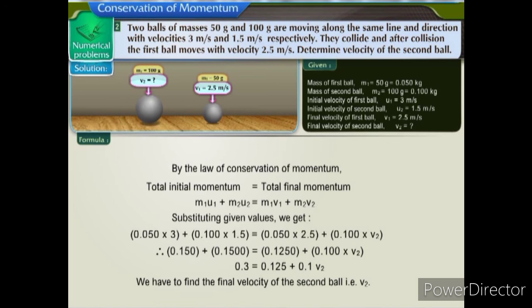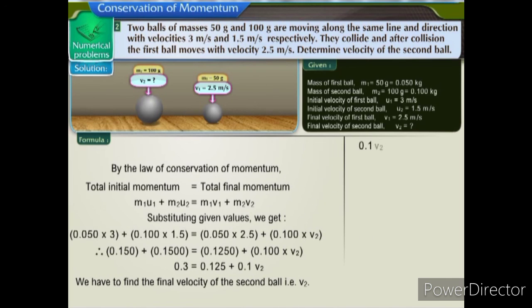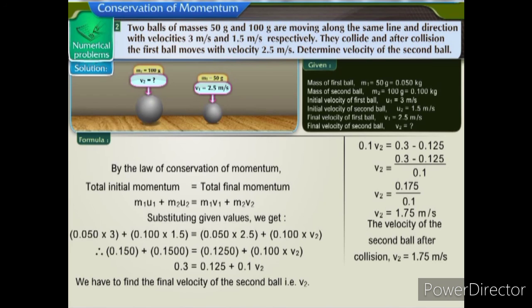We have to find the final velocity of the second ball, that is v2. 0.1 into v2 is equal to 0.3 minus 0.125. v2 is equal to 0.3 minus 0.125 divided by 0.1. v2 is equal to 0.175 divided by 0.1. v2 is equal to 1.75 meter per second. Therefore, v2, that is the velocity of the second ball after collision, equals 1.75 meters per second.